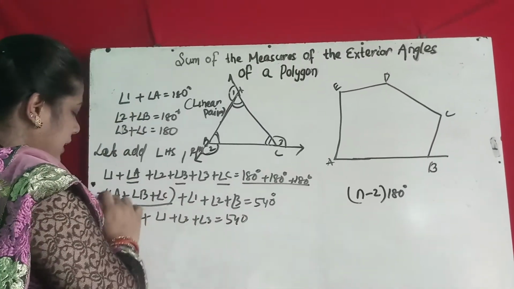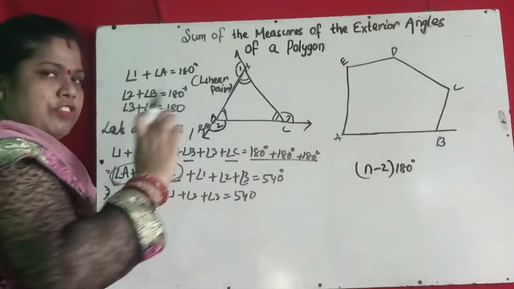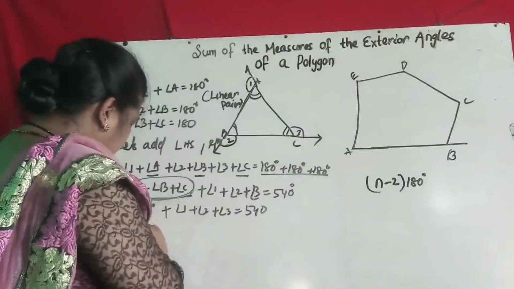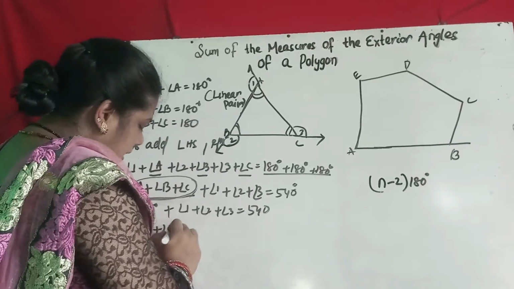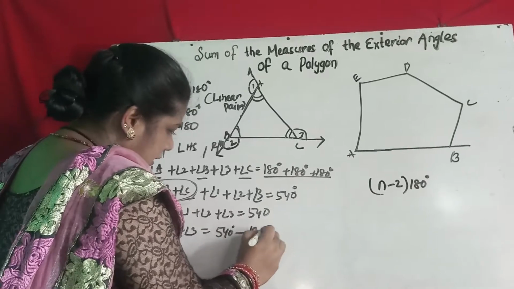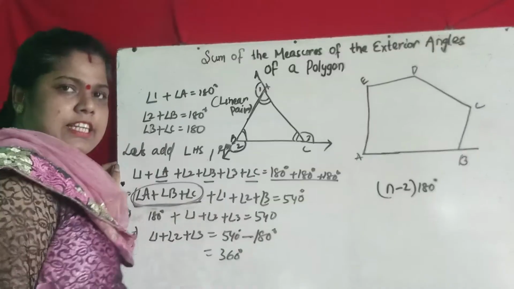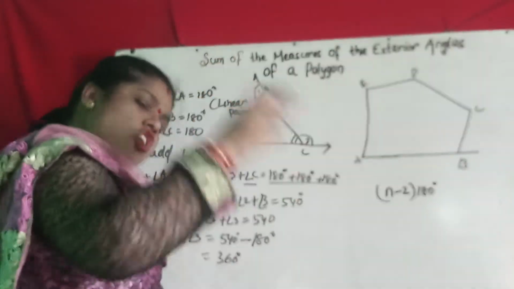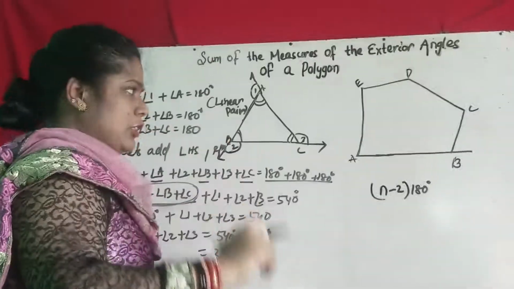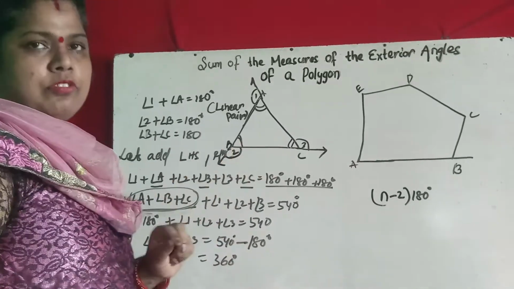So in place of angle A plus B plus C, we put 180, because they are the interior angles of a triangle. The sum of the 3 angles of a triangle is 180 degrees. So then angle 1 plus angle 2 plus angle 3 equals 540 degrees minus 180 degrees, which is 360 degrees. Okay, so the exterior angles of a polygon, when you add them, always total 360 degrees. You can test it by taking many figures also. Here it is understood. Then we will take another example.